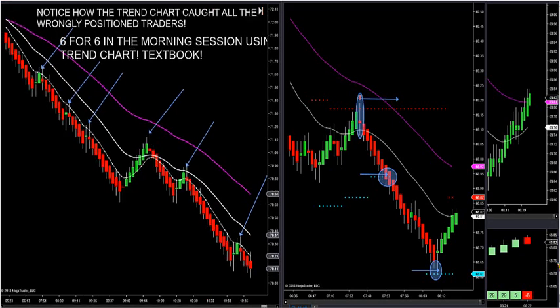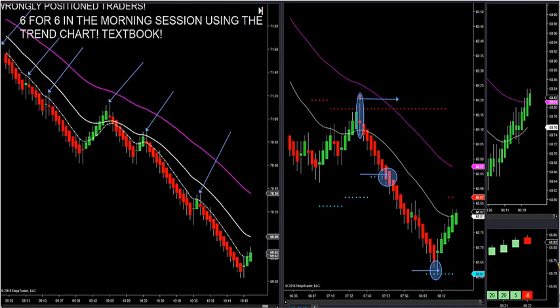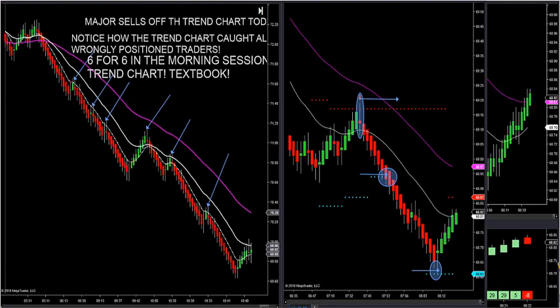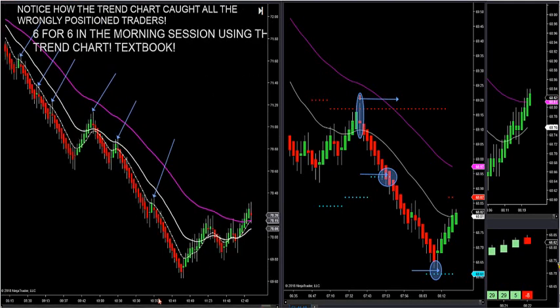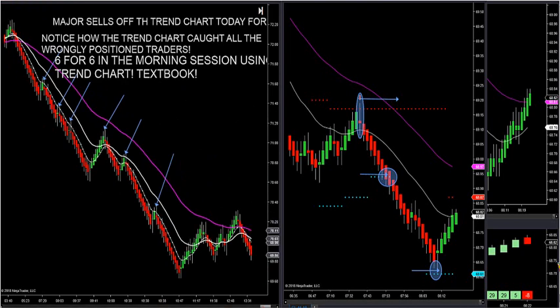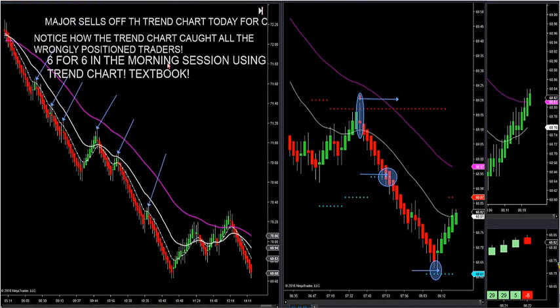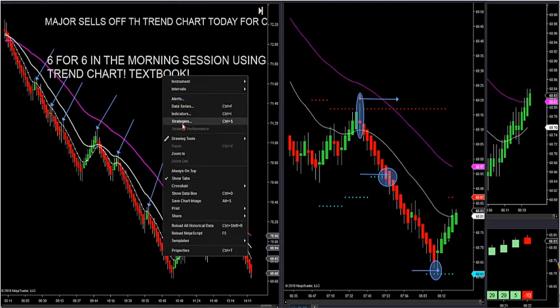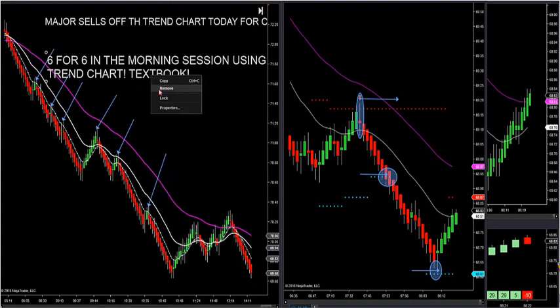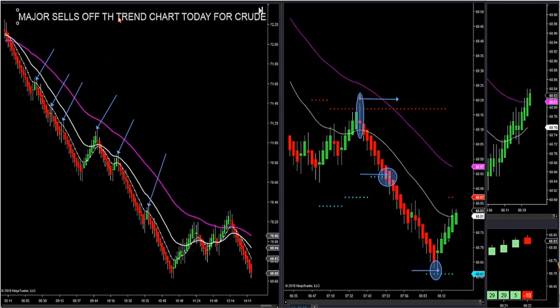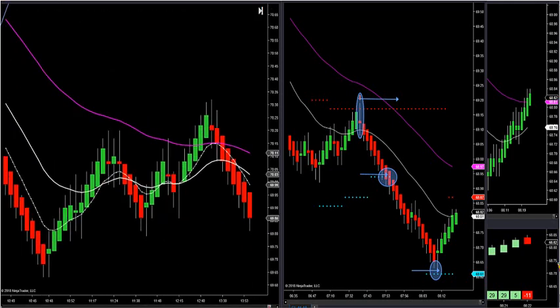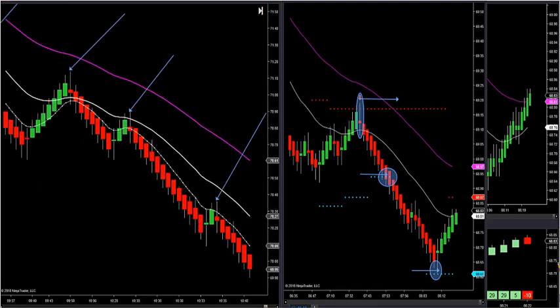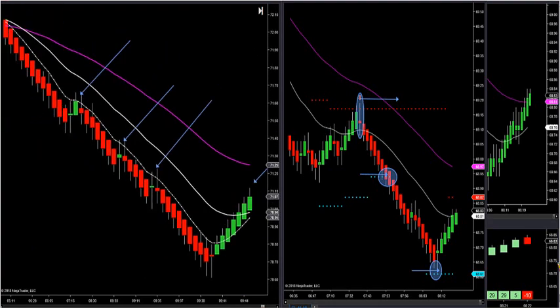Yesterday, thanks for coming to work, we were 6 for 6. Now if you read what I sent out to you guys and gals, and we look over here, I'll just take this off and I'll just explain it to you. We were 6 for 6 on the downtrend because we stayed on the side of the trend chart. Major sells right there. Let's go in and focus in on this real quick as we're looking for another trade.